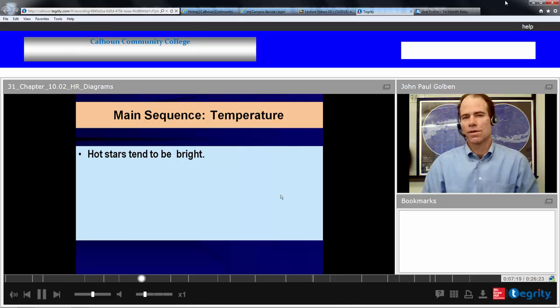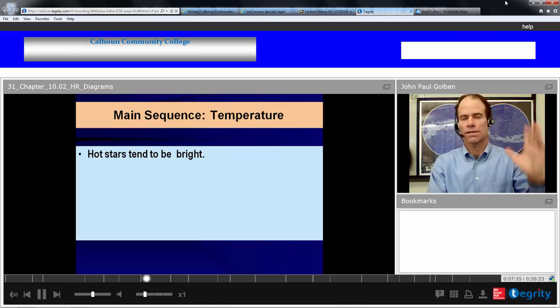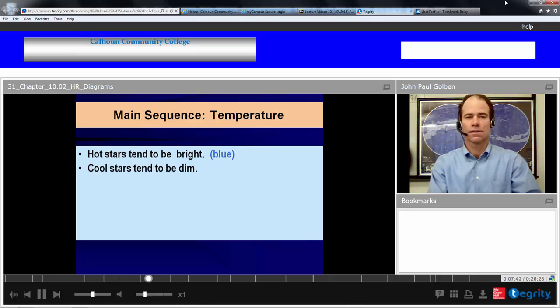On the main sequence, you can also determine temperature. The hot stars tend to be brighter, so as the main sequence goes up to greater absolute magnitude, which would be a minus magnitude actually, the hot stars would tend to be bright and hot on that scale. They would tend to be blue in color. The cool stars tend to be dim, so they'd be down near the lower right, and they would tend to be rather reddish in color.